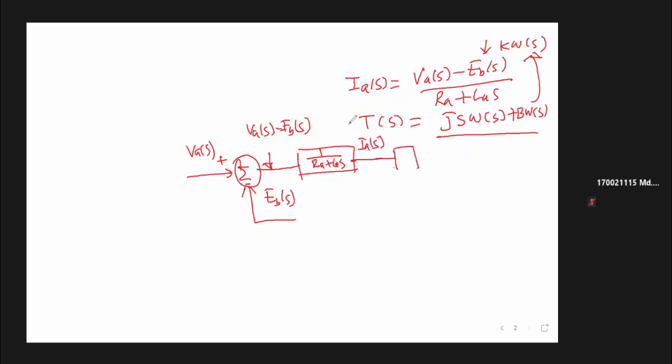Is it okay? Yes, sir. Then you multiply this because your torque is equal to K into Ia(s). Then you multiply with your torque constant K. That will give you torque T(s). Then you divide this torque by 1 divided by Js plus B, giving omega(s).